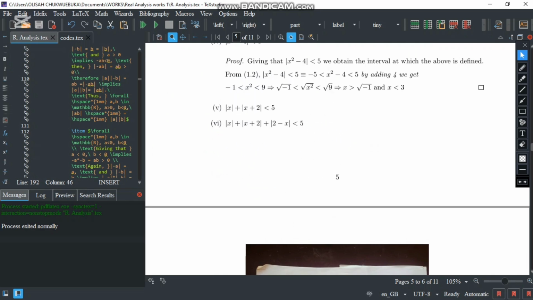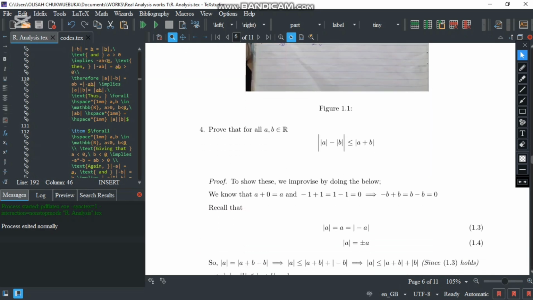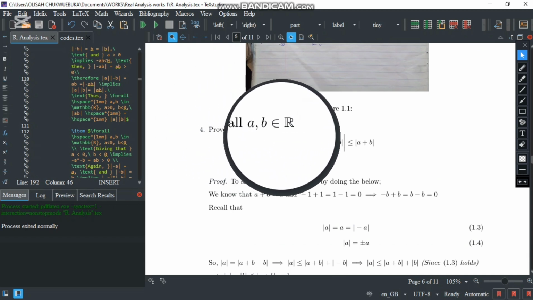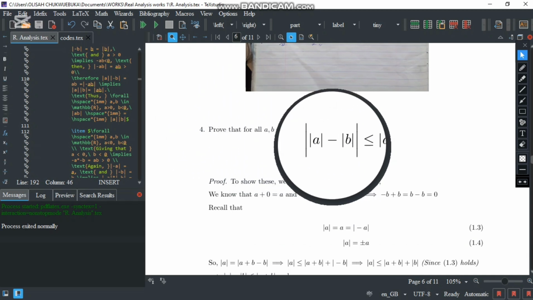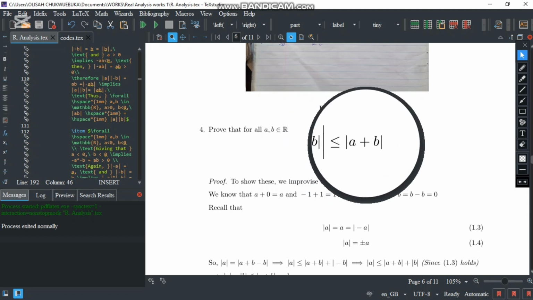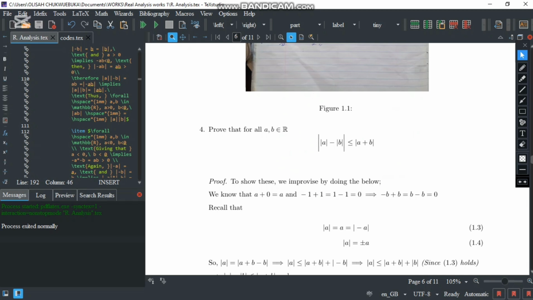So in this video, what I'm going to be solving is to prove that for all a, b in R, the absolute value of a minus the absolute value of b is less than or equal to the absolute value of a plus b, and that is what we're going to be jumping over to now. So now, to show this, we improvise by doing the below.